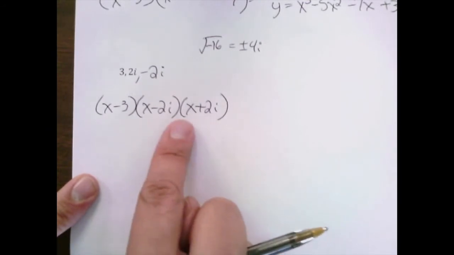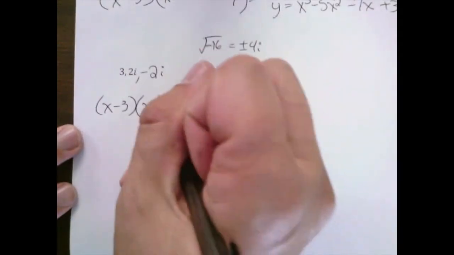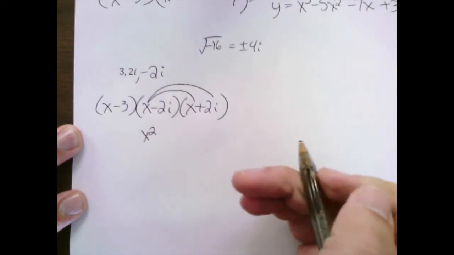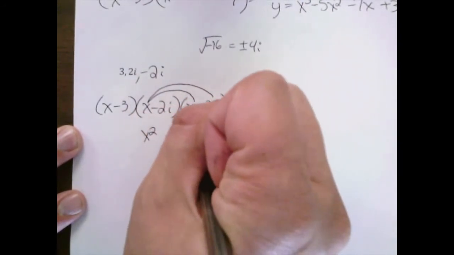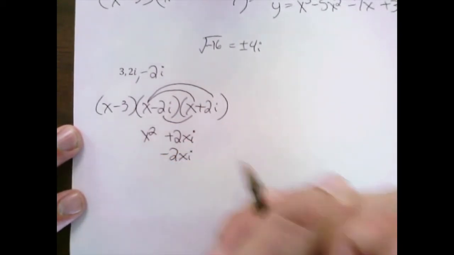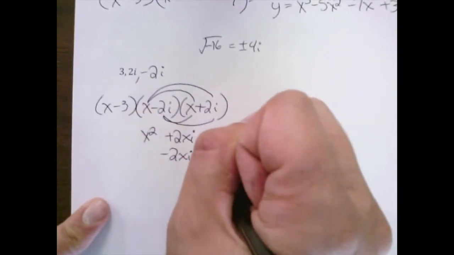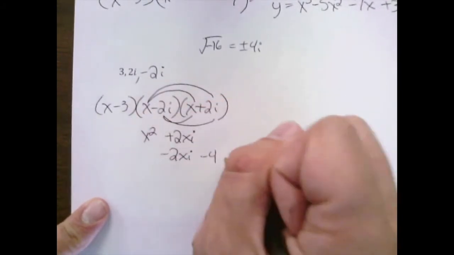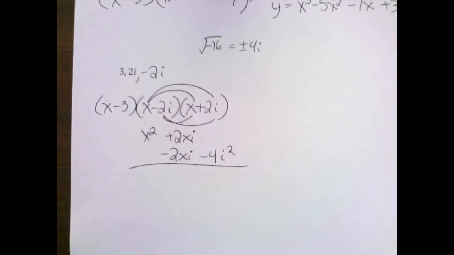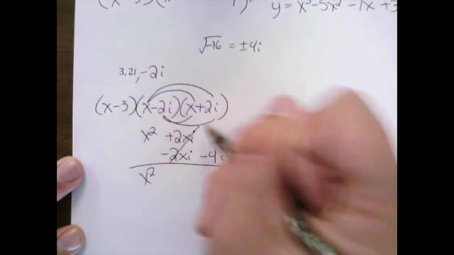I'm going to choose these back two parentheses. They're very, very similar. X minus 2i and x plus 2i should have some pretty interesting canceling here. So x times x being x squared. X times 2i is positive 2xi. Negative 2i times x is negative 2xi. And then negative 2i times a positive 2i, negative 2 and positive 2 being negative 4, i and i being i squared. Same deal, combine like terms. X squared comes down. 2xi and negative 2xi eliminate.